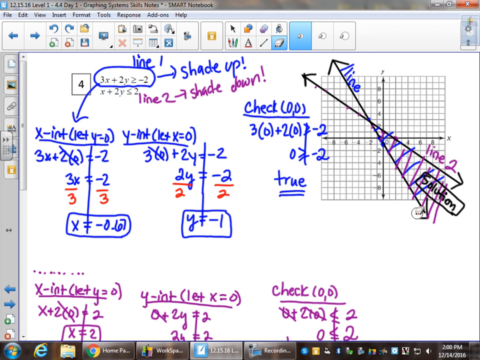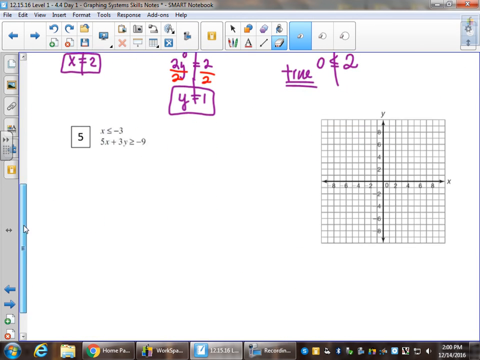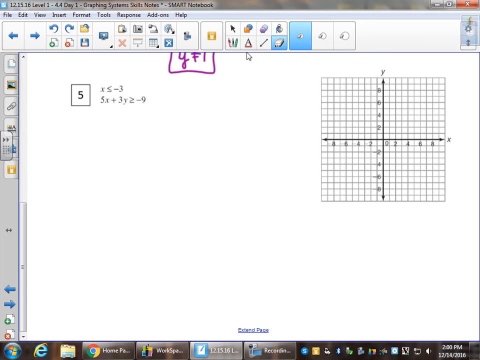That's my solution. Number five, I'm going to challenge you to do by yourself, start to finish. My little reminder here will be that x equals a number. That is a vertical line. X equals a number is vertical.